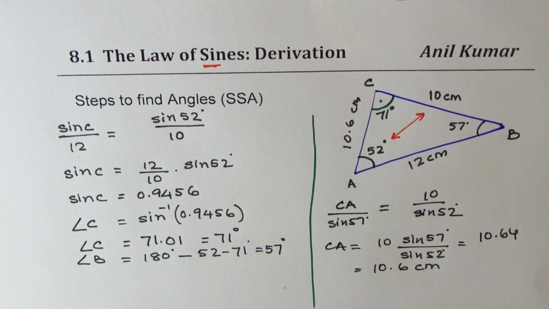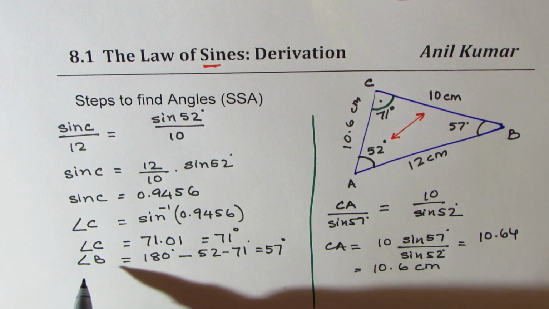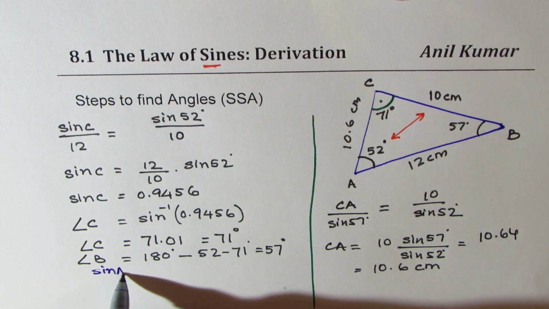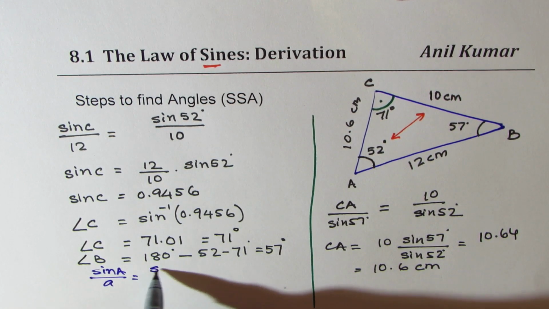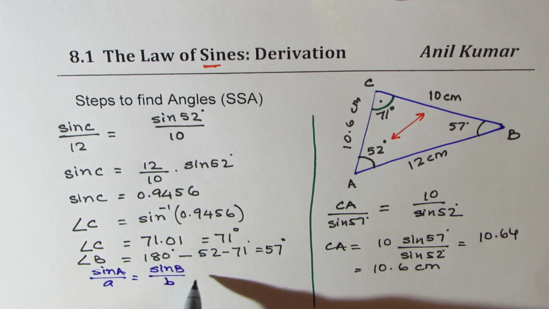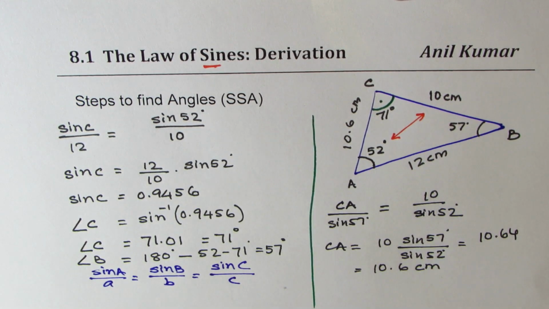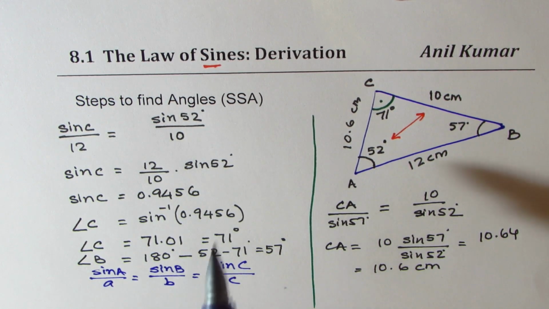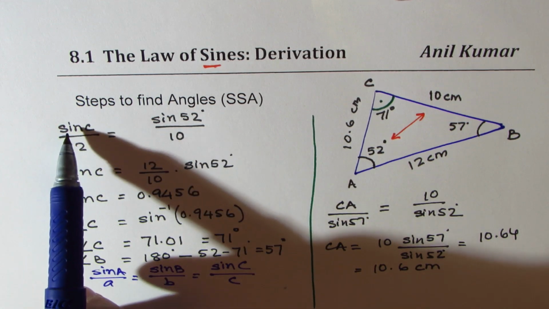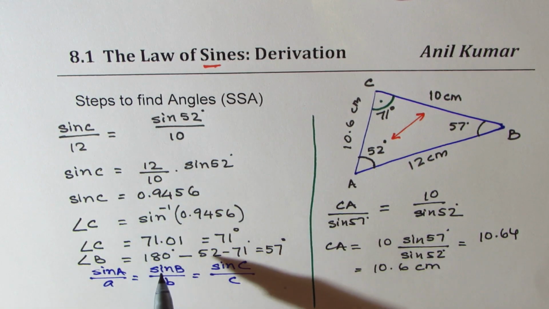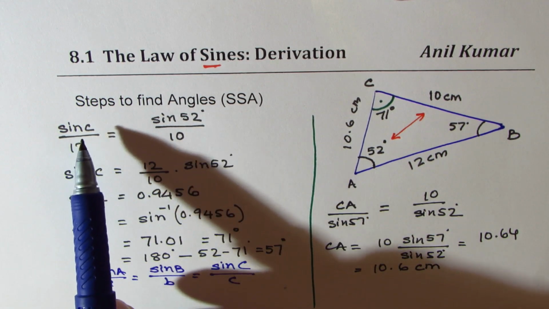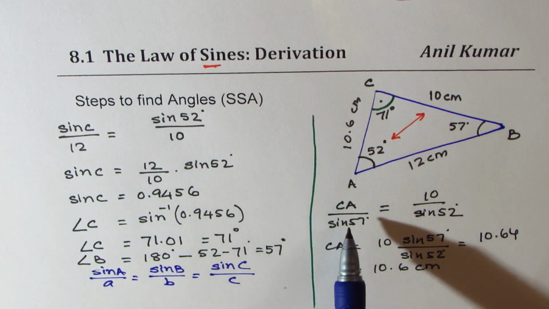I hope the steps are absolutely clear. We started with the derivation of sine law, which can be written as sine A over A equals sine B over B equals sine C over C for any triangle ABC. Now this could be written in the reverse order also. What we also learned is that it is a good idea to always put the unknown on top, so that cross multiplication directly gives you the answer, whether that unknown is an angle to be found or a side, as we did here.